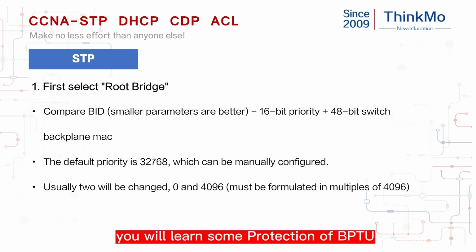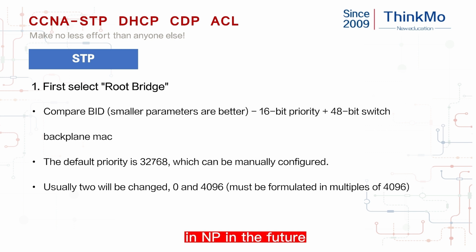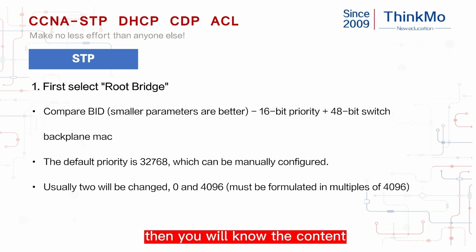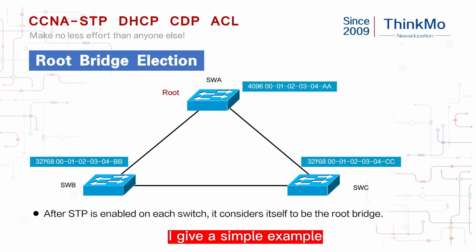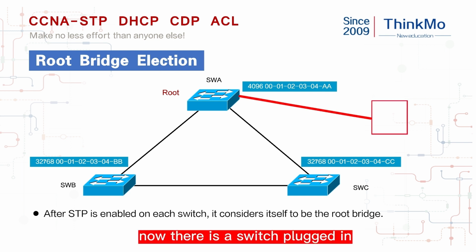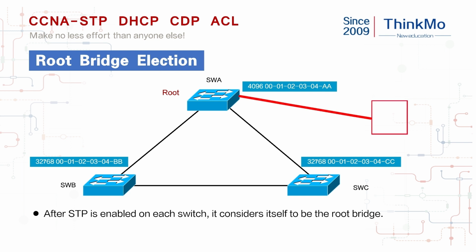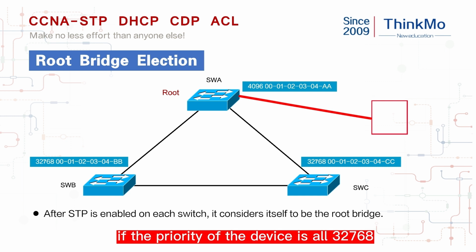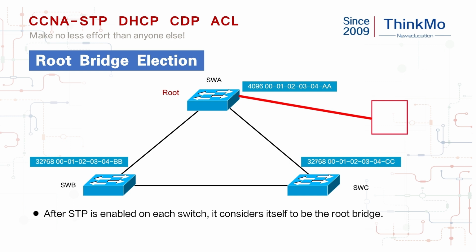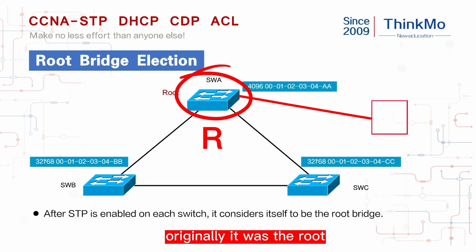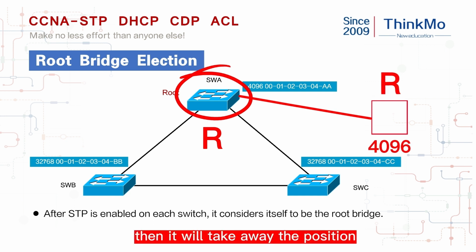You will learn some BPDU protection in NP in the future, and then you will know the content. I give a simple example. Now there is a switch plugged in. If the priority of the devices is all 32768, with no modification, originally it was the root. If the newly connected device's priority is, for example, 4096, then it will take away the position of the original root bridge.